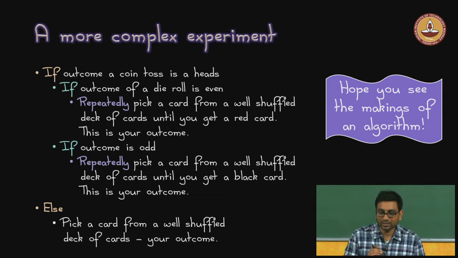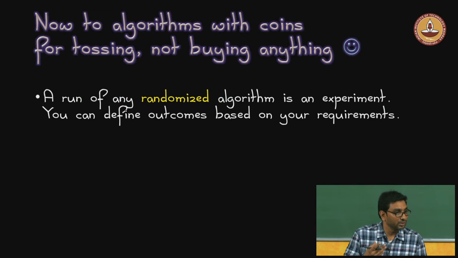And importantly, hope you see the makings of an algorithm. So, the way we have expressed this experiment should remind you of an algorithms course, pseudocode, and that is exactly the point. Any algorithm that we design with the capability of tossing coins is essentially an experiment. So, now the algorithm that we are going to talk about has at its disposal coins that it can toss, not for buying anything, but tossing. And based on the outcome of those coin tosses, it can make decisions, right. So, basically any randomized algorithm is therefore an experiment.